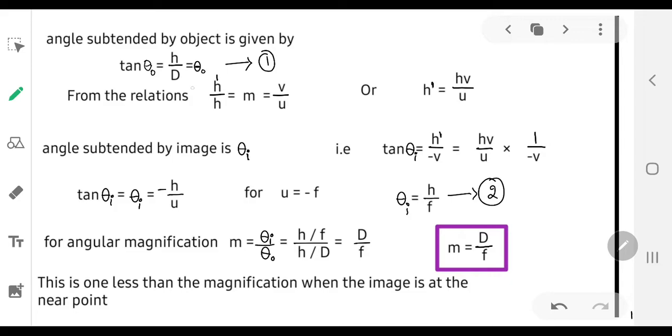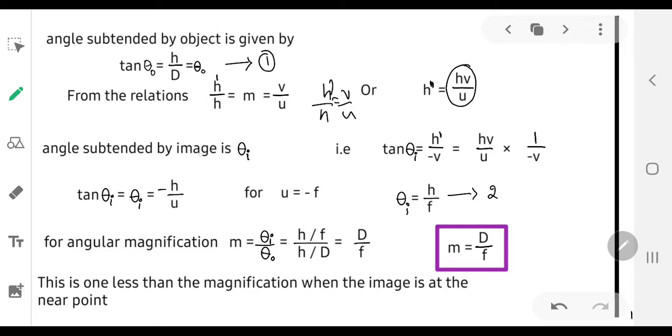Now from the relation, h dash by h, image height by object height, is nothing but magnification. It is also equal to v by u. So you can write h dash by h is equal to v by u. When you rearrange the equation, h dash is equal to hv divided by u. Wherever you get the h dash value, you can substitute hv divided by u.